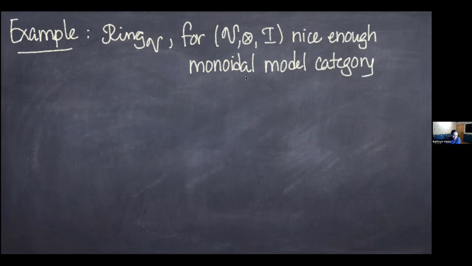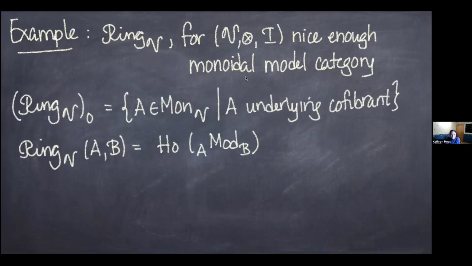So what I'm thinking about is a bicategory in which the zero cells are now going to be monoids in this monoidal category. And I'm going to pose a condition that the underlying object in the category V is actually cofibrant. And then the category of morphisms between these is going to be the homotopy category of the category of bimodules. So one thing that's hidden in the definition of nice enough monoidal model category is that there's an induced model structure on the category of AB bimodules, so that it makes sense to talk about this homotopy category.